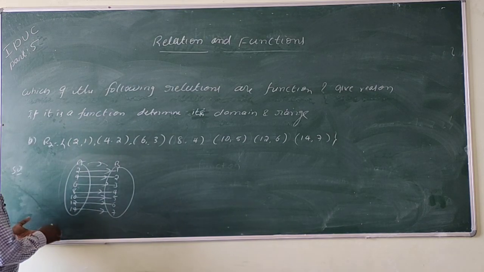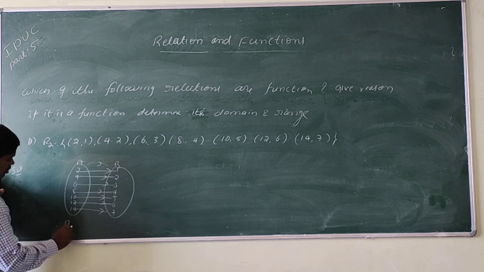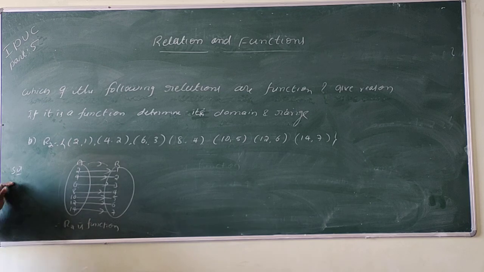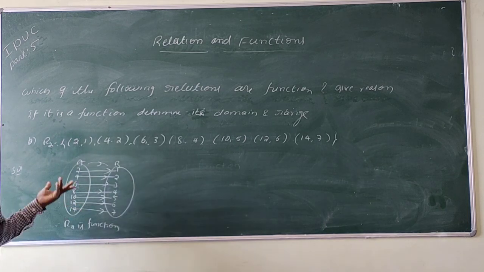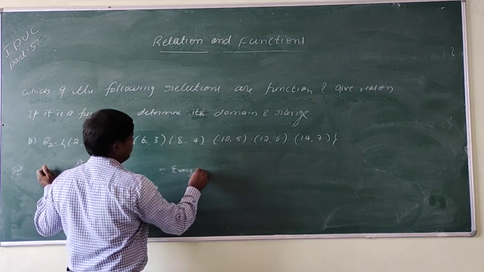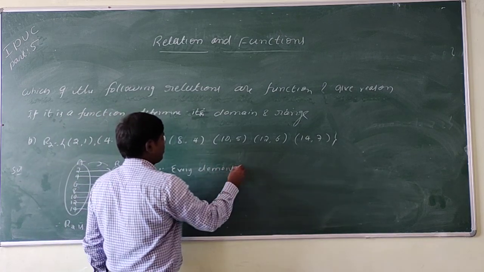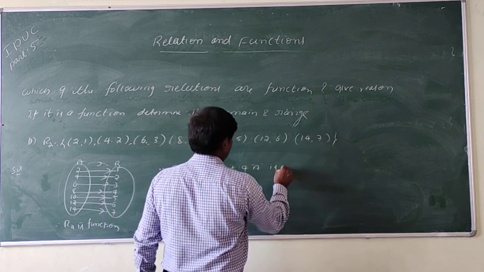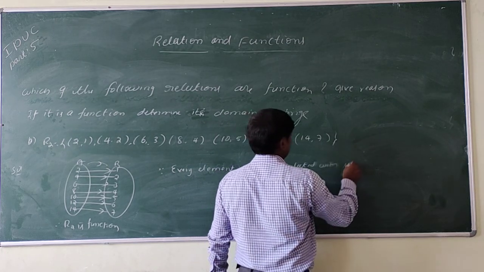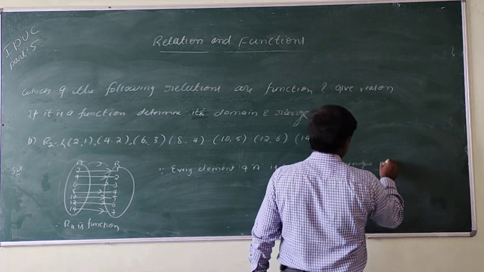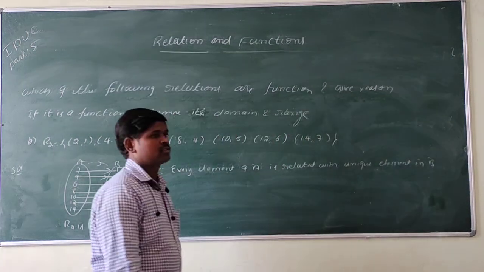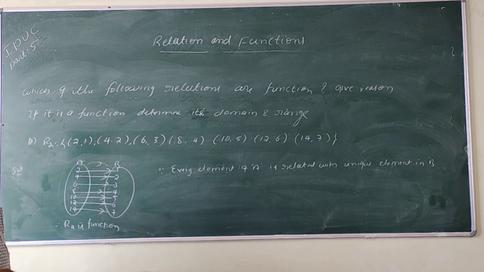Observe it. R2 is a function, definitely a function, because every element of A is related with a unique element in B. Therefore it is a function. Since it is a function, we need to find the domain and range.